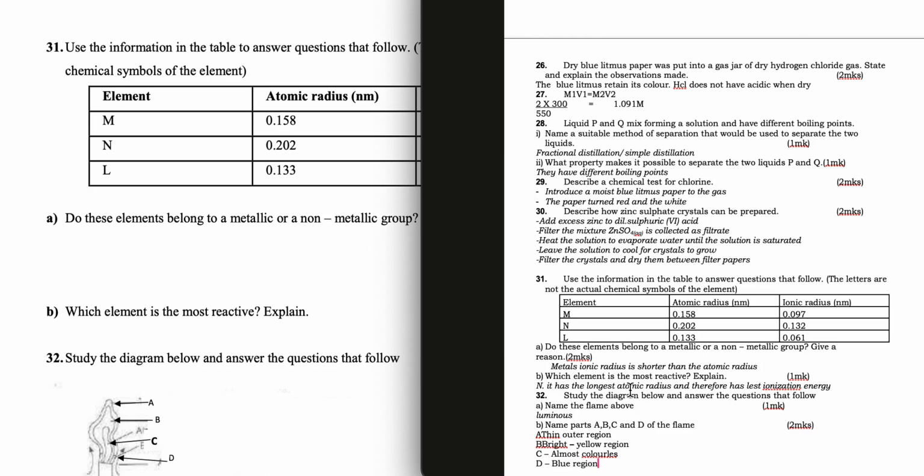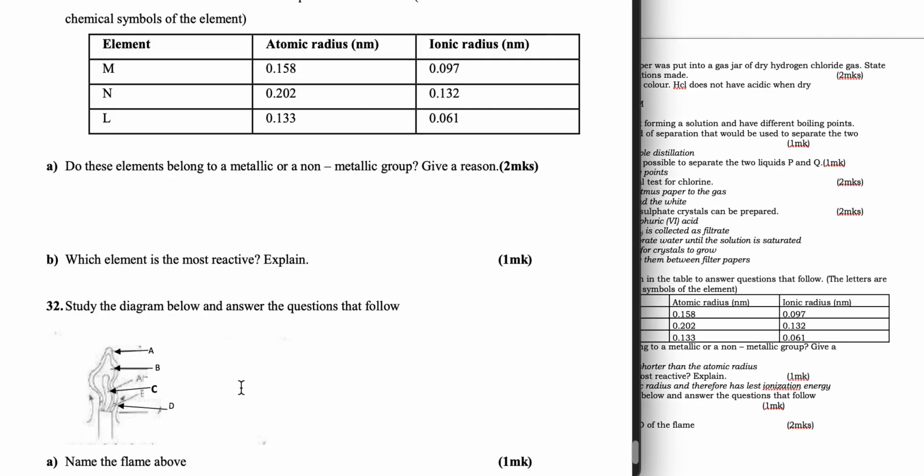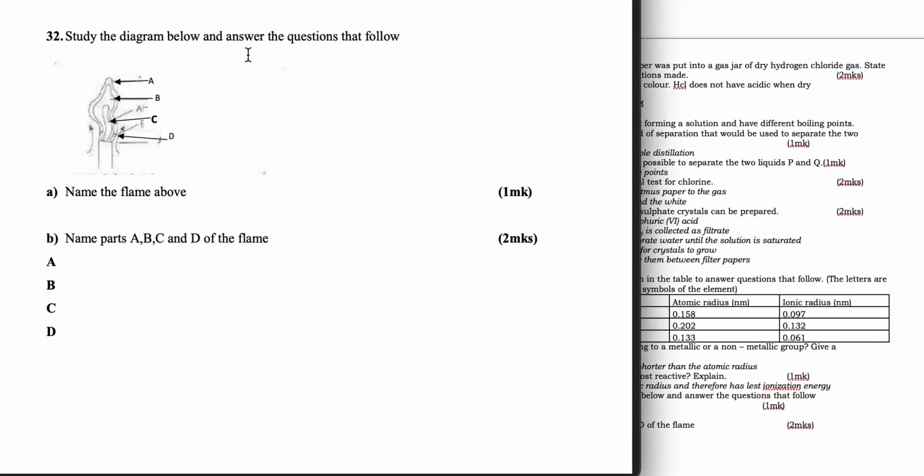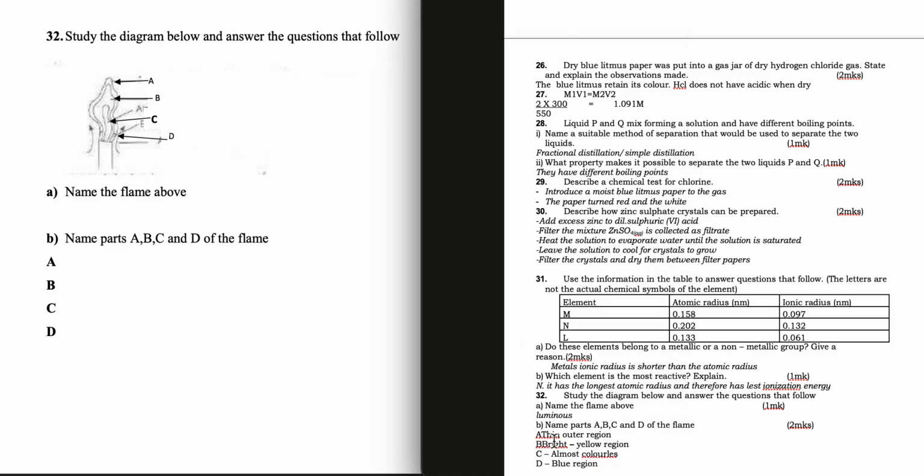Question B. Which element is most reactive? Explain. N. It has the longest atomic radius and therefore has less ionization energy. Question 32. Study the diagram below and answer the questions that follow. We have A, B, C, and D. Name the flame above. That is luminous. Name parts A, B, C, and D.